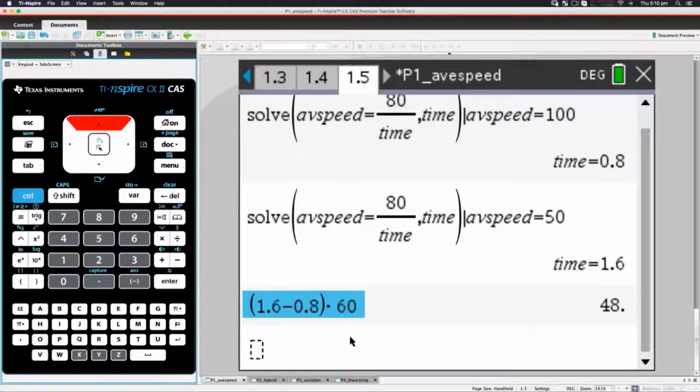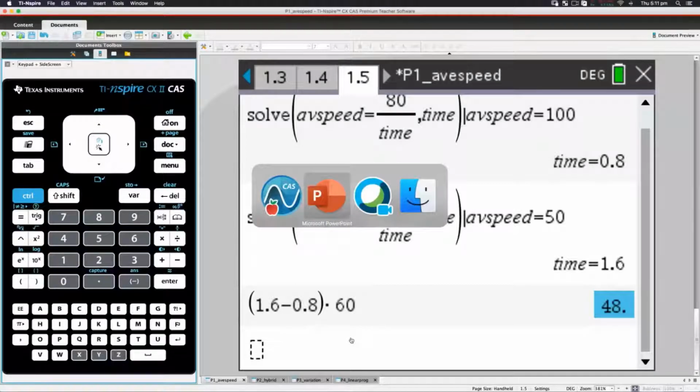And because that's in hours, I just multiply by 60 to tell me that the answer is that it will save 48 minutes if I'm to increase my average speed from 50 to 100. Okay, so that's problem 1.